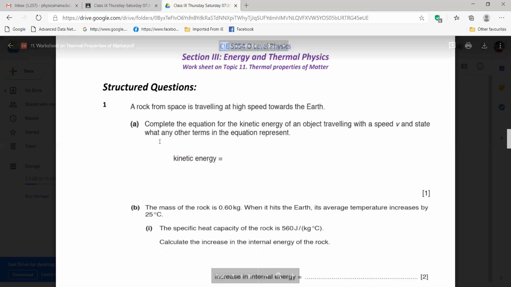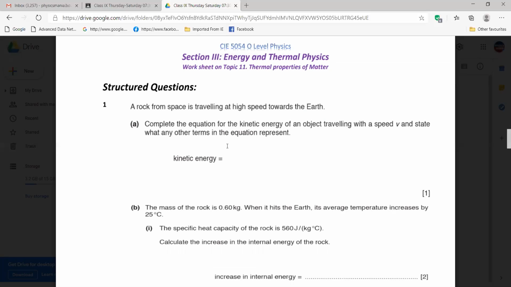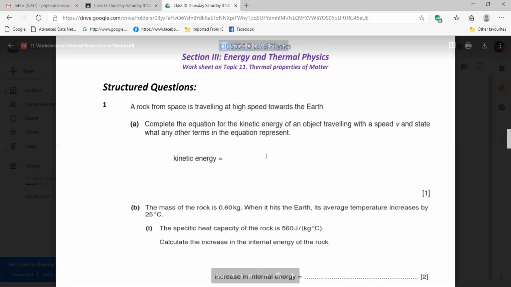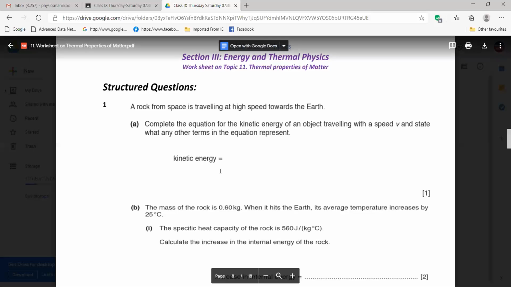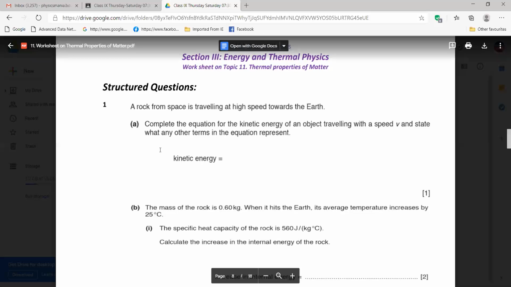They said, state what any other terms in the equation represent. So other terms means other than speed you are using mass, right? So you should identify here that m is representing mass. That's it. So write it on your copy: kinetic energy equals half mv squared, comma, then you write m is the mass of the object. So is it clear?